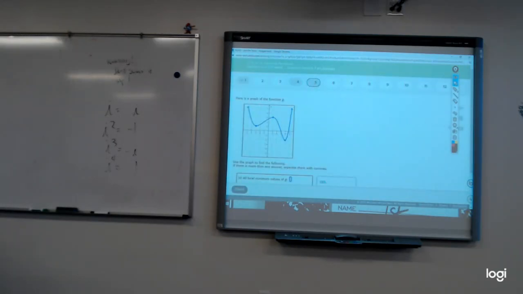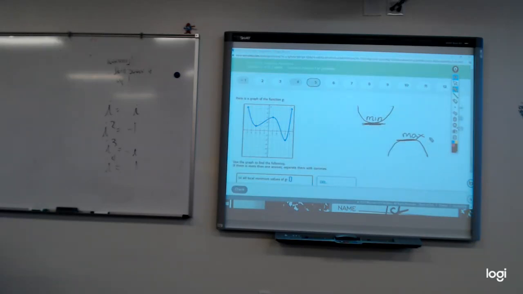Now this one is all about minimums and maximums. What you need to know is, if we have this shape, see how it's got a bottom? That's a minimum. It's the lowest point. If we have this shape, it has a top like a hill, so it has a maximum. So minimum versus maximum.